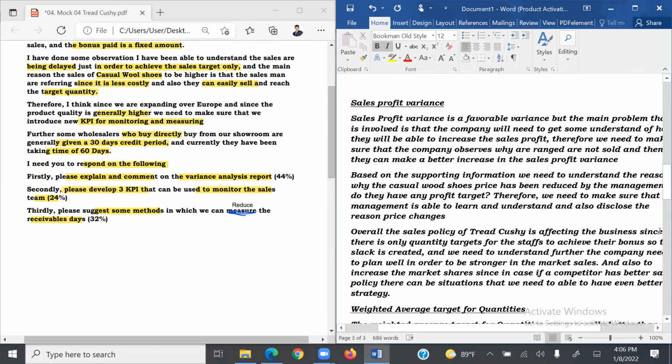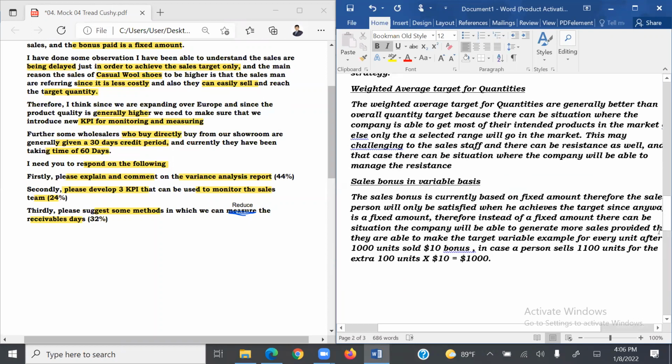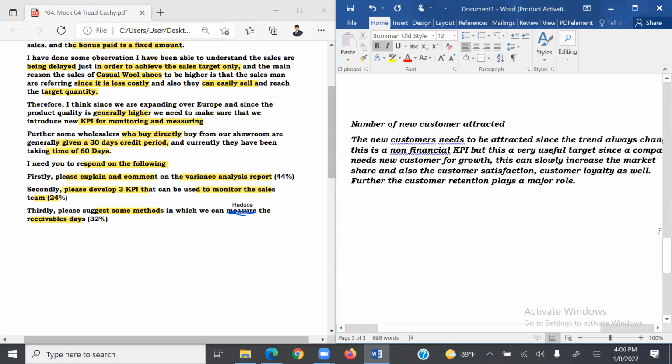Now the next one is reduction in the receivable days. So before we move on to that, let's go for a small 5 minutes break. Any questions you have before the break, you can ask me. If you do not have the questions, you can put Y in the chat box, and then I will guide you on how the receivable days can be reduced.